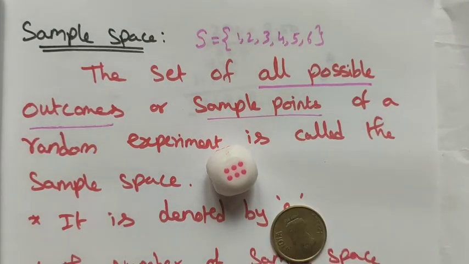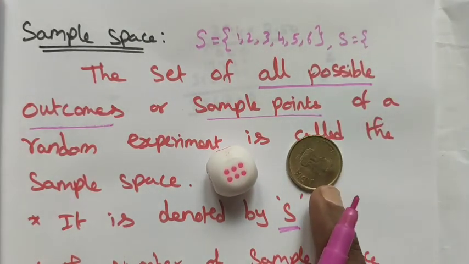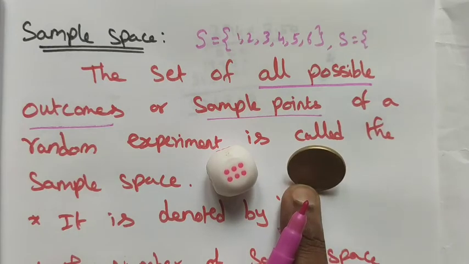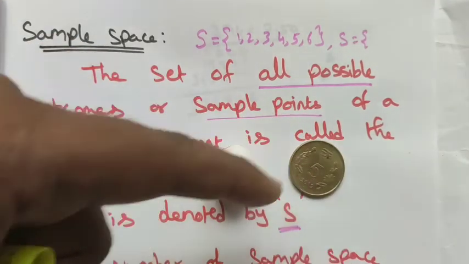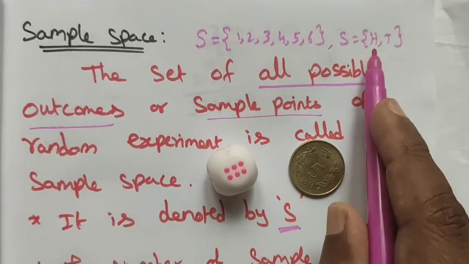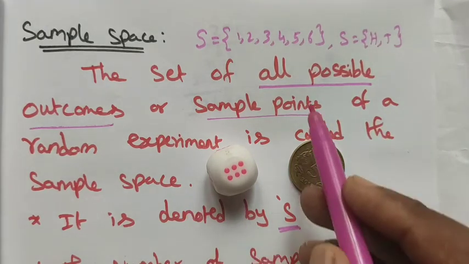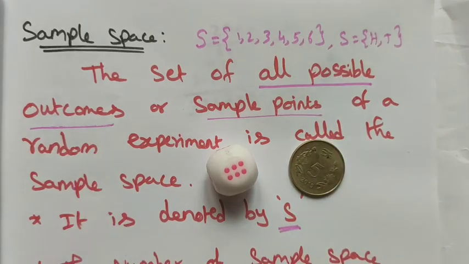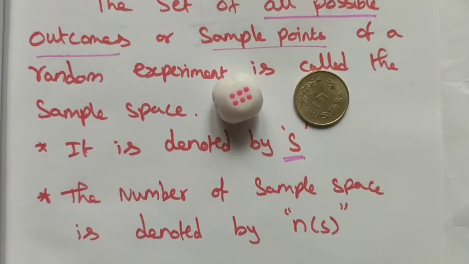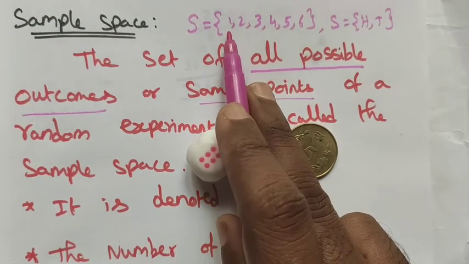And what is the sample space for the coin? Here S is the sample space. In a coin we have two faces, right? All possible outcomes means we can get head or tail. We can get either head or tail. So these two outcomes are the sample space, that is, all possible outcomes is called the sample space, and it is denoted by S. The number of elements in the sample space is denoted as n(S).